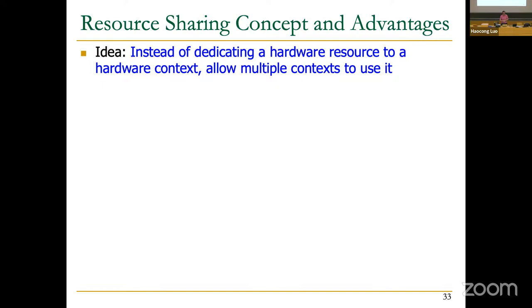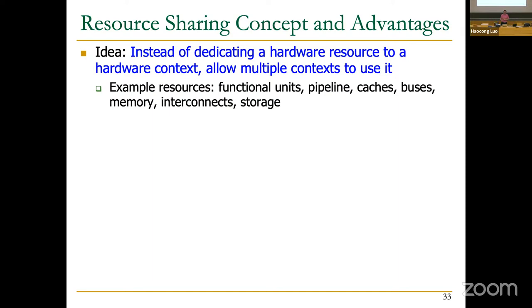And the resource sharing can be many things. It could be functional units that are shared. It could be the pipeline that are shared. If you remember the fine-grained multi-threading, we shared the pipeline, we shared the functional units. We shared the entire pipeline, essentially, across different threads. It could be the caches, as we've discussed, but also it could be the buses, memory, interconnects, and storage. A lot of those actually are shared across threads because they're too expensive to replicate. Buses are expensive, memory is expensive, interconnects and storage are expensive to replicate. So you do share them across different threads. Some of the caches may not be too expensive to replicate.